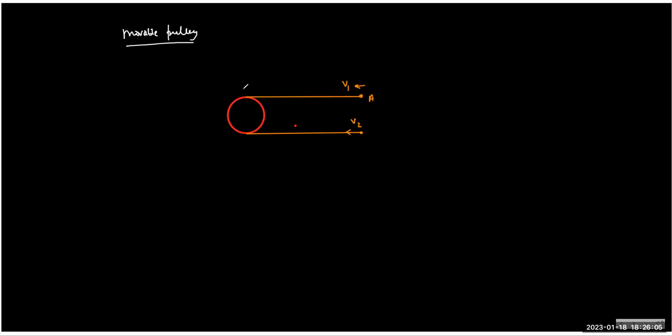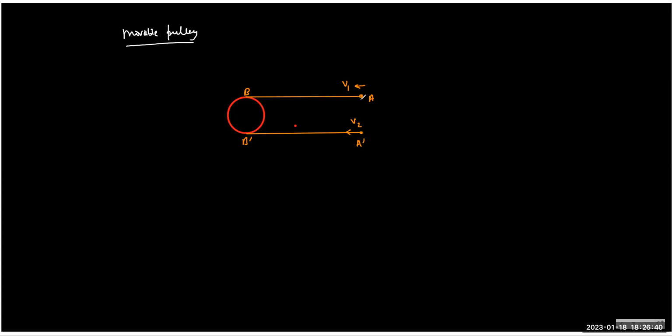So how many segments do we have? We have A, B, and let's call B dash and A dash. How many segments of rope do you see? Two. Can you tell me the effect of motion of the end on each segment separately?